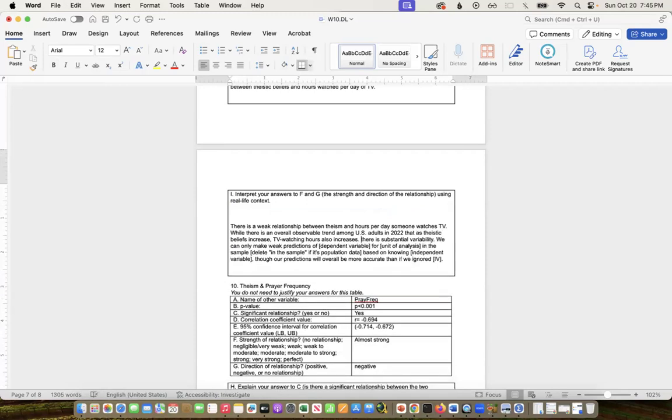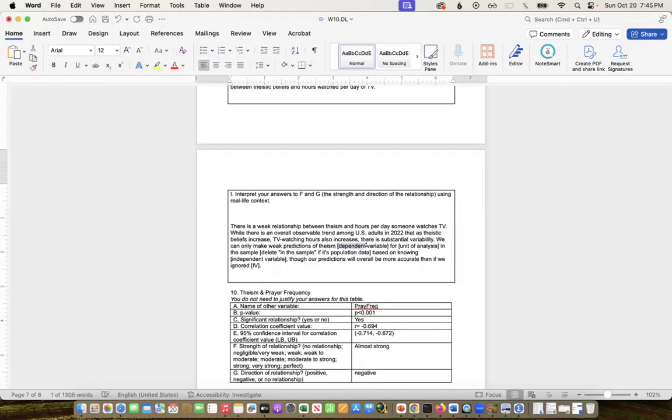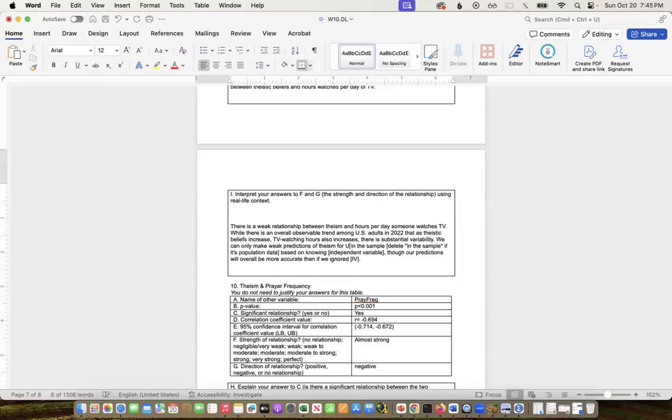So while there's this observable trend, there is substantial variability. We can only make weak predictions of theism for US adults in the sample based on knowing hours of TV watched per day. So our predictions will overall be more accurate than if we ignored TV watching frequency.